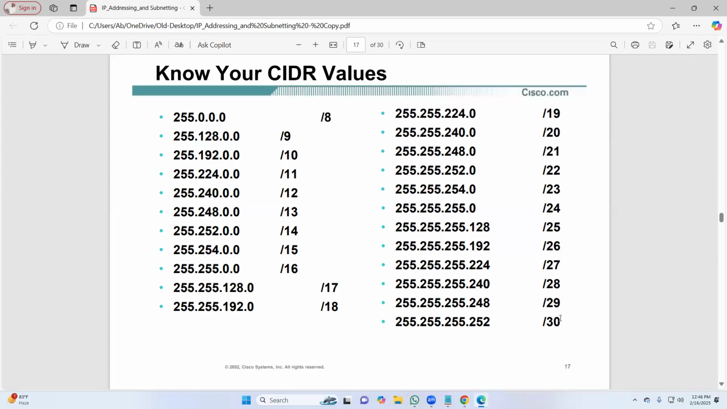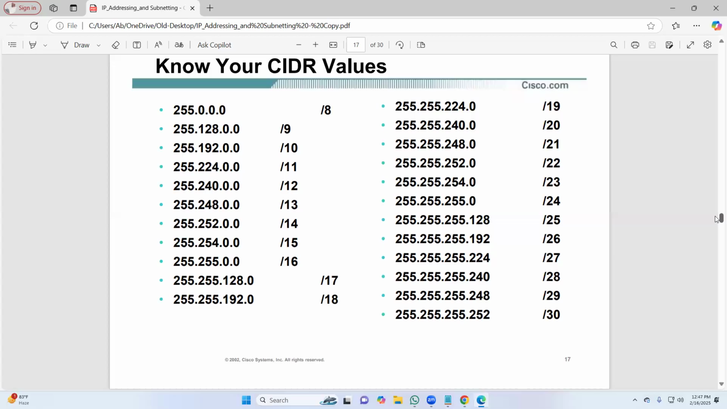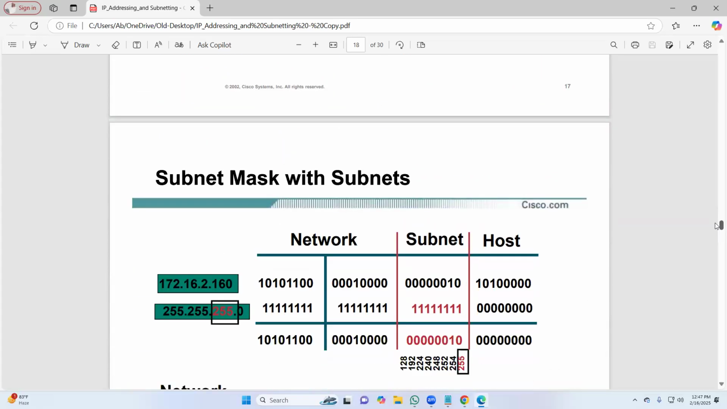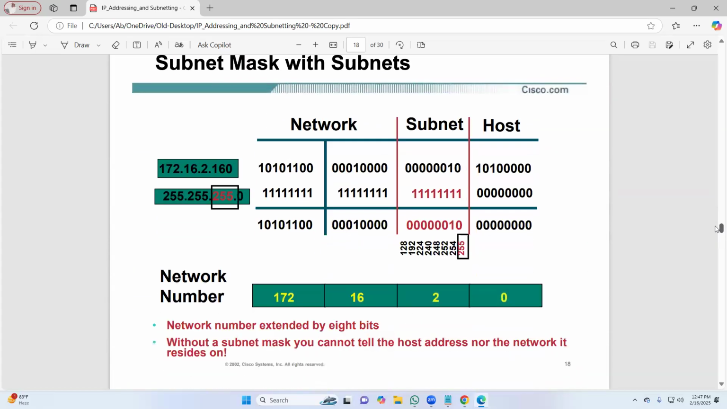So you can memorize the subnet masks. When we say subnet mask, are we talking about the end of the network? Yes, the end of the network and the boundary of the network. You can define the subnet mask and easily understand it.